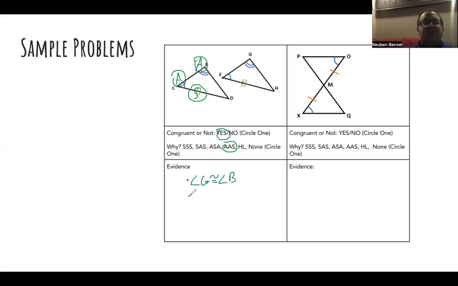I could also say that angle C and angle E are congruent to each other. And then I have the sides and the bottom. So I could say that CD and EH are congruent to each other.